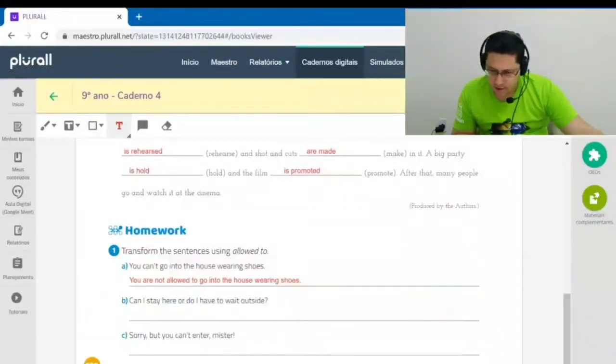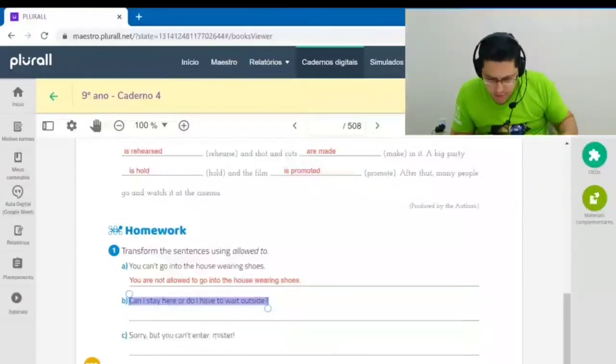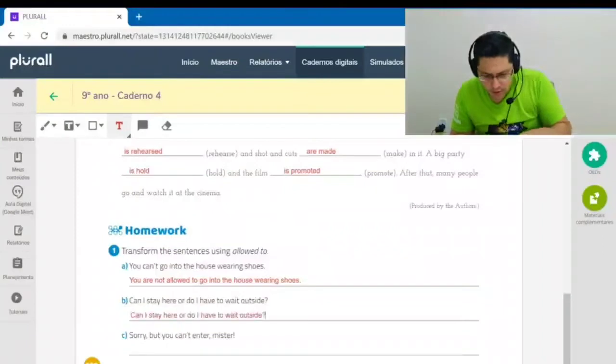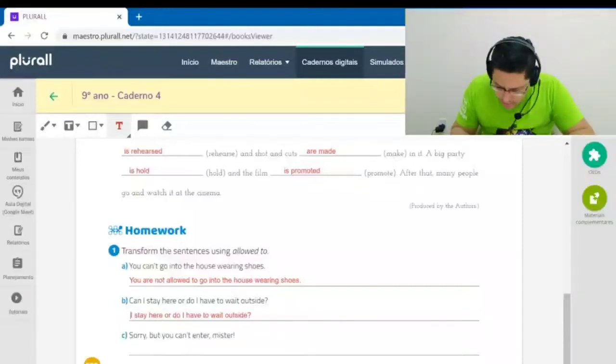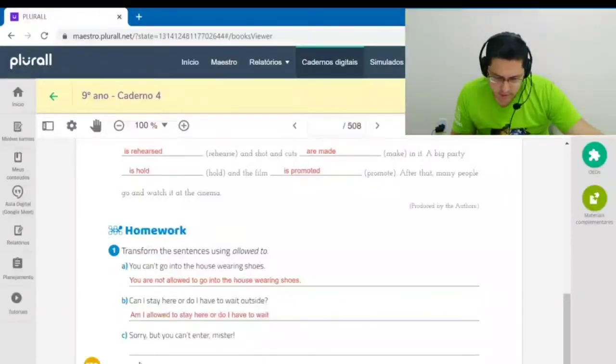Caramba, demora muito para escrever. O que eu vou fazer? Vou fazer isso aqui, ó. Tá? Aí veio pro texto e coloco aqui, ó. Então, can I stay vai virar am I allowed to stay here, or do I have to wait outside? Mais fácil, né? Então vamos lá.